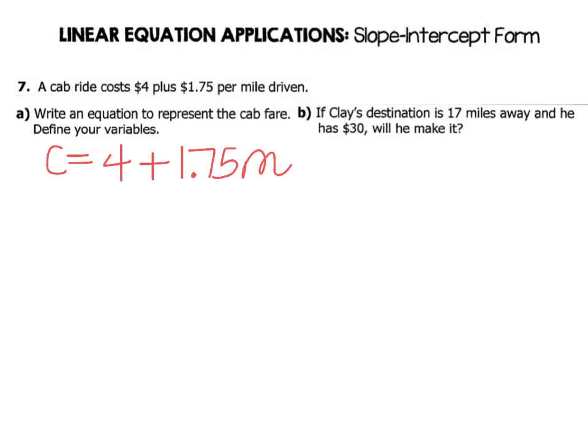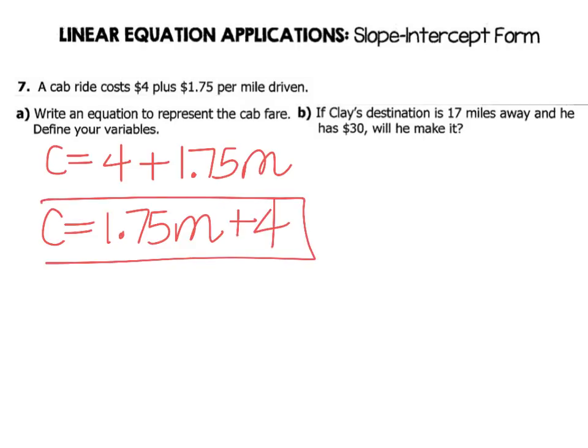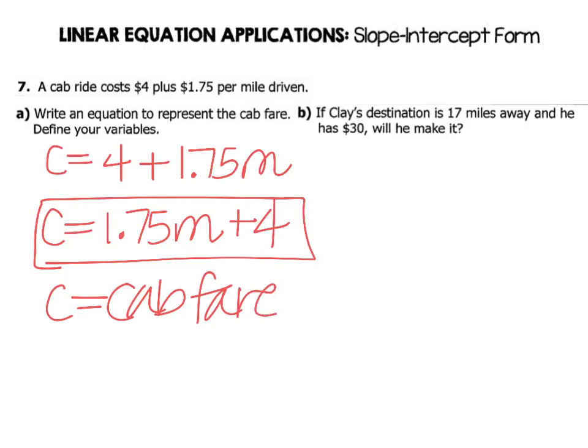Now we want to write our equation in slope-intercept form, so we want to switch things around so it's in the y equals mx plus b form. So c equals 1.75 times m plus 4. And there's our equation, where c represents the cab fare. This is defining our variables. C is our cab fare, and m stands for the number of miles.